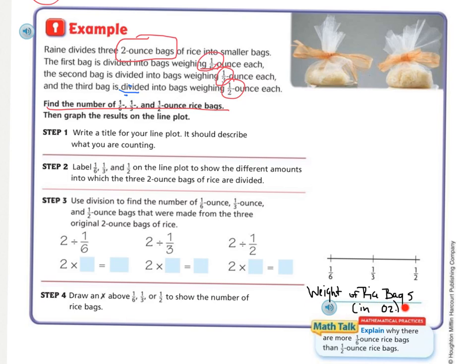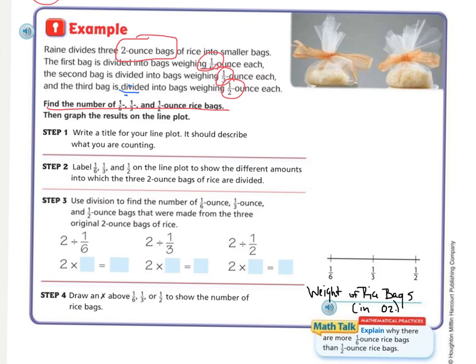Weight of rice bags. I wrote in ounces because that's the weight that we are using. So next you needed to label your line plot, so our number line right down here. They did that for you, 1/6, 1/3, 1/2, because that's what we're dividing them into. And so now, at my right here, they tell us to divide, so we know we're using division for this.